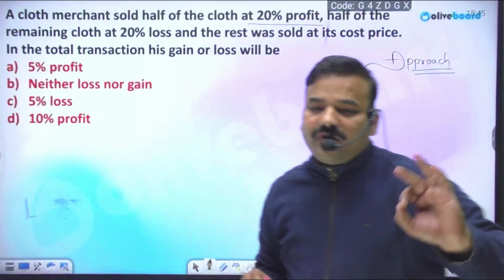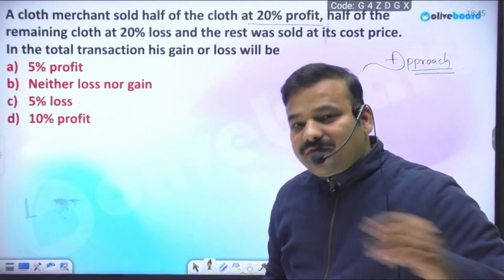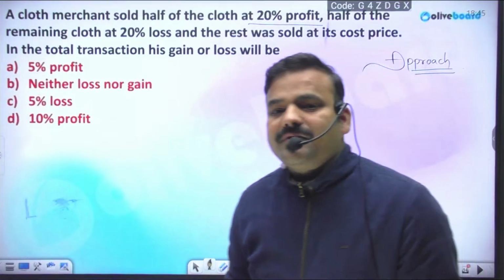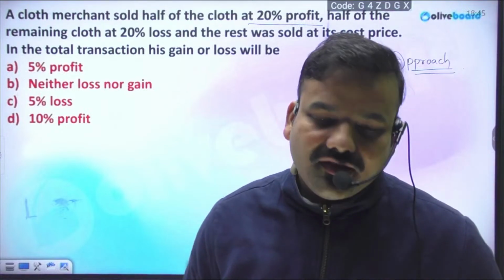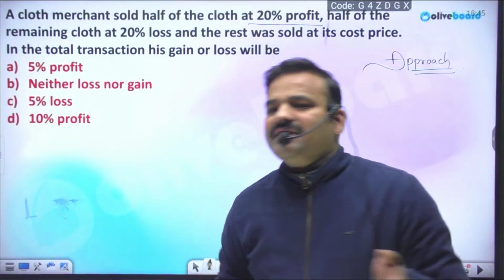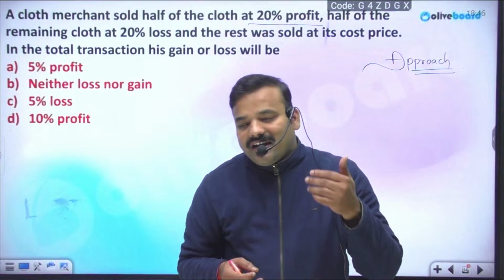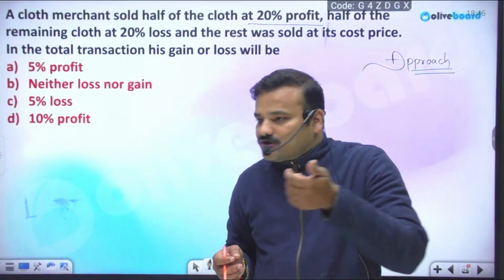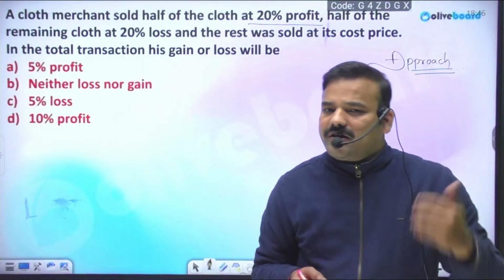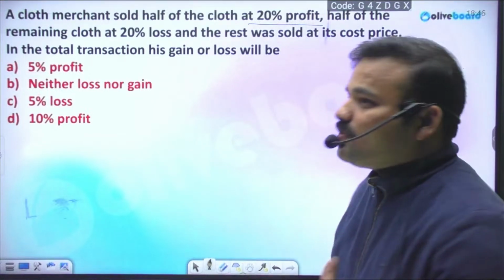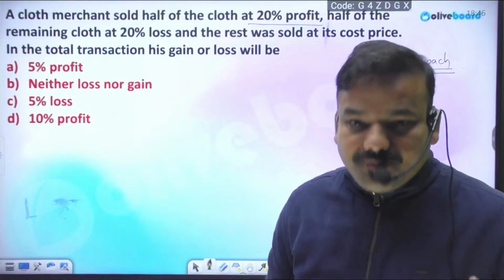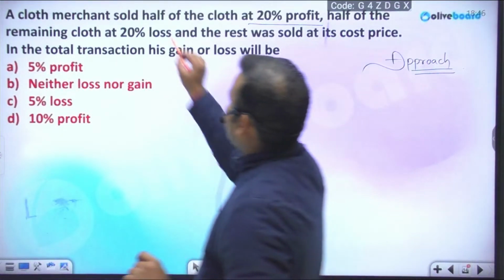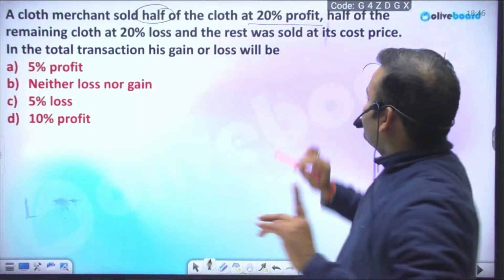First, let me clear one thing which is not there in any of the books, any of the NCERT books, any of the YouTube channels, that profit percent is always average profit percent. You won't find anybody telling you that profit percent is average, like speed is also average speed. And profit percent is also average profit percent, and rate of interest is also average rate of interest.